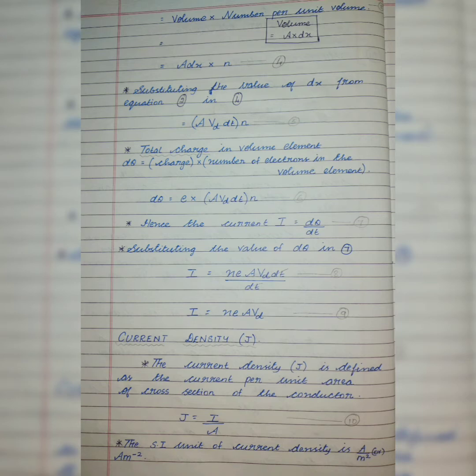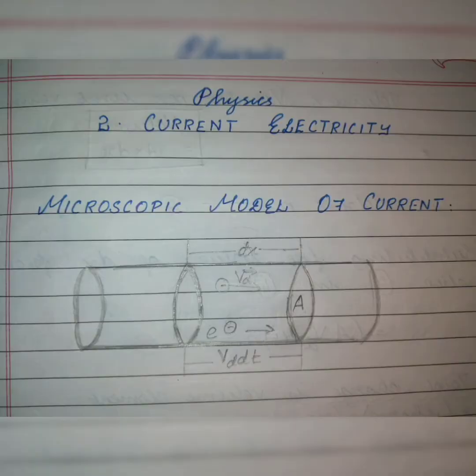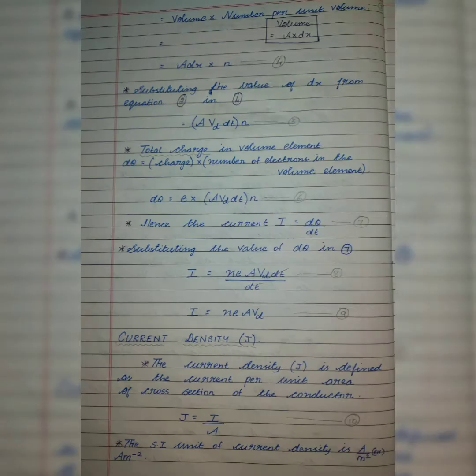Now look at the diagram. The volume of the closed path is dx into A, where dx is the length element and A is the area. So volume is equal to A into dx, area into length element dx. So in place of volume you can write A dx. Then volume into number per unit volume. Number per unit volume is n, because we have already considered that there are n electrons per unit volume. So in place of volume, A into dx, that is A dx into n. Let us consider this as equation number 4.